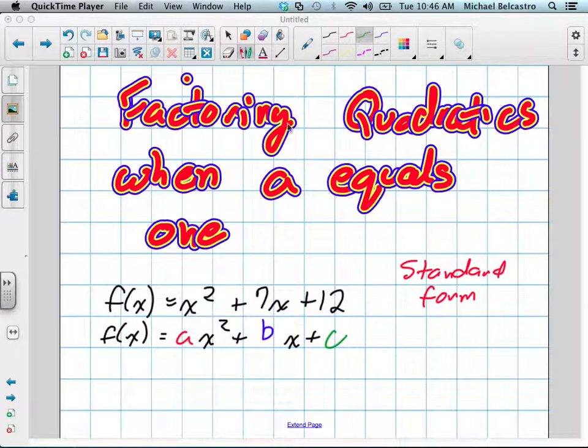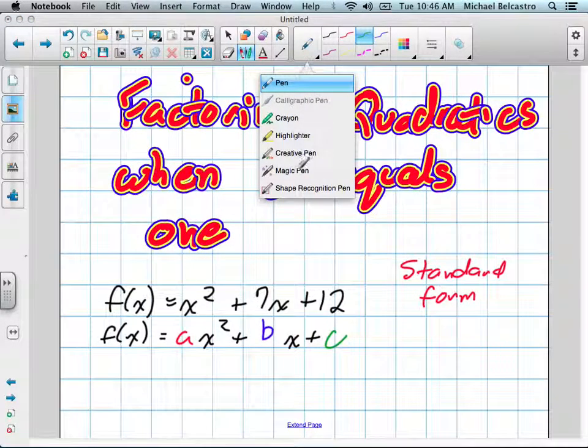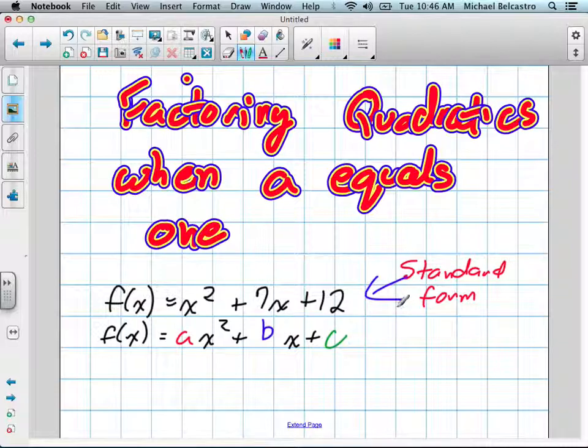Okay, we're going to go over factoring quadratics, but when a equals 1. So what we mean by a is when we're talking about our standard form of a quadratic, which we're in right now, and our a value, our b value, and our c value, as you can see. C is 12, b is 7. We've done a question like this before. They're not that important for this style of factoring.